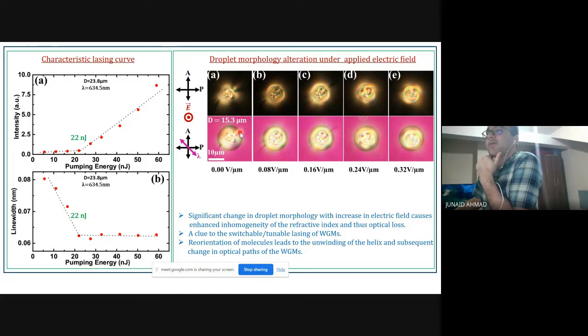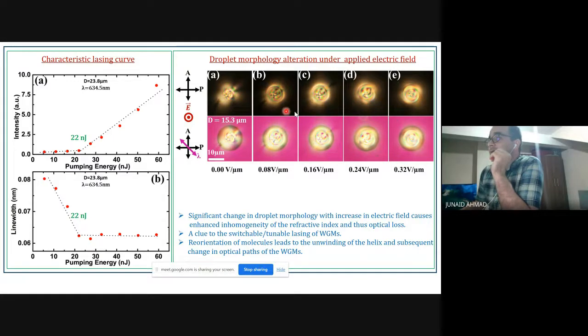Next, we applied an electric field to these droplets to see if there's any response, which was expected to happen. This is when there's no field, the droplet looks like this. And when we increase the field, the change in texture implies that the molecules start to orient towards the field direction. And while doing so, they are basically breaking that helical fashion of their orientation.